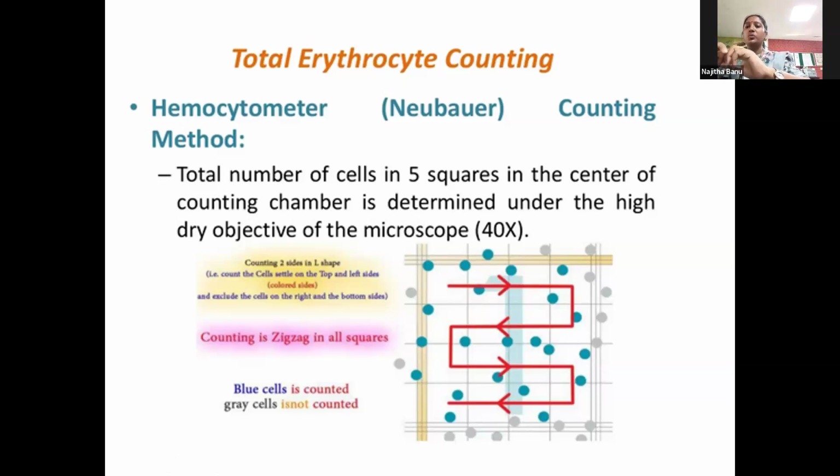Once your counting is over, now I fix the magnification at 10x. Sometimes some students are not able to see clearly in the 10x magnification. Okay, so at that time you can go for the 40x.